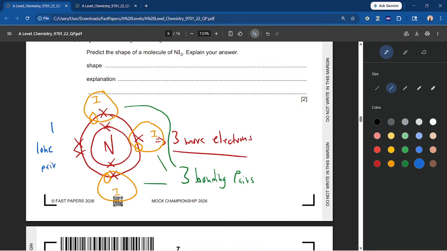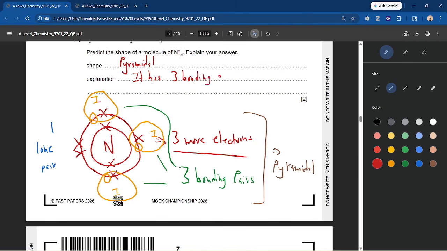So whenever anything has 3 bonding pairs and 1 lone pair, it forms a pyramidal shape. So we're going to write exactly that: pyramidal. It has 3 bonding pairs and 1 lone pair.